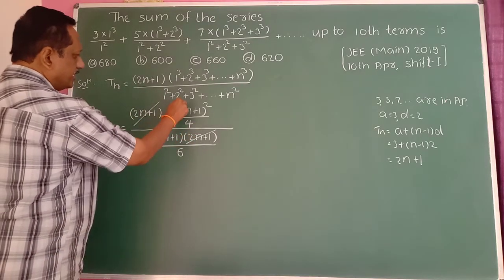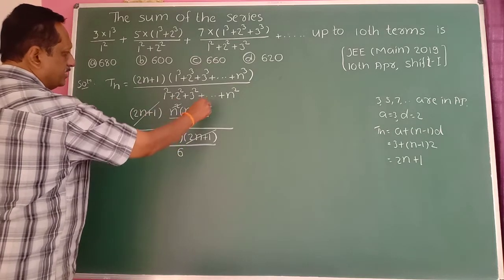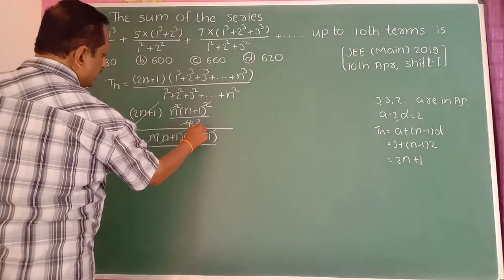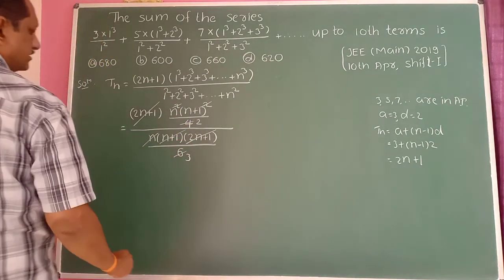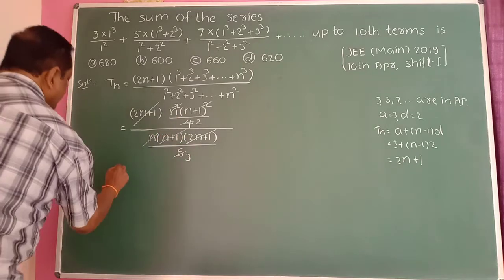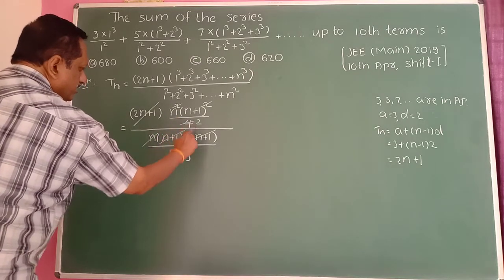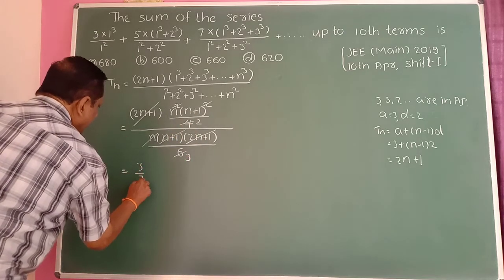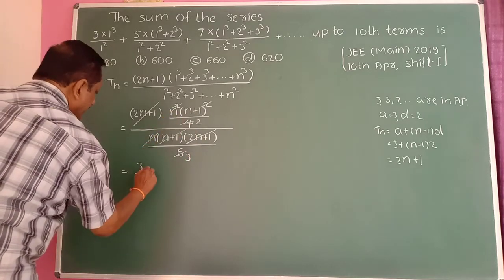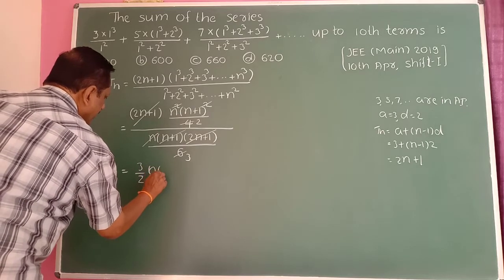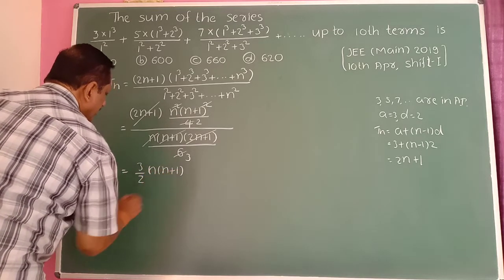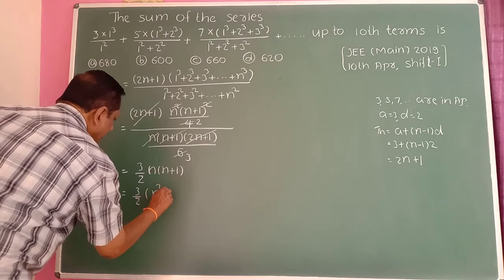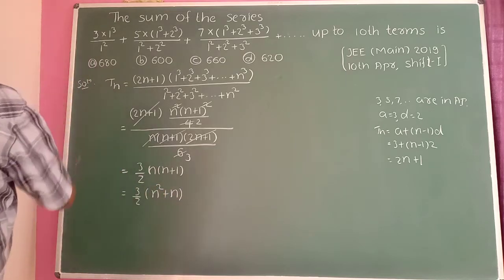Then 2n plus 1 cancels. n and 1 n cancels. n plus 1 and 1 n plus 1 cancels. And 2 2s are 4, and 2 3s cancel. Take 3 to the numerator, it becomes 3 upon 2. In the denominator 2 is the denominator, 3 goes to the numerator, it gives 3 by 2 into n into n plus 1. That is 3 divided by 2 into n square plus n. This is the nth term.